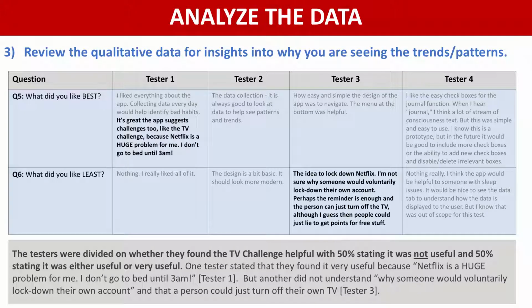But another did not understand why someone would voluntarily lock down their account and that a person could just turn off their own TV. So this again helps explain why there was a divide, whereas some personally resonated with the issue of not being able to turn off their TV until very late at night, whereas another thought that they don't really need an app to tell them to turn off their TV.